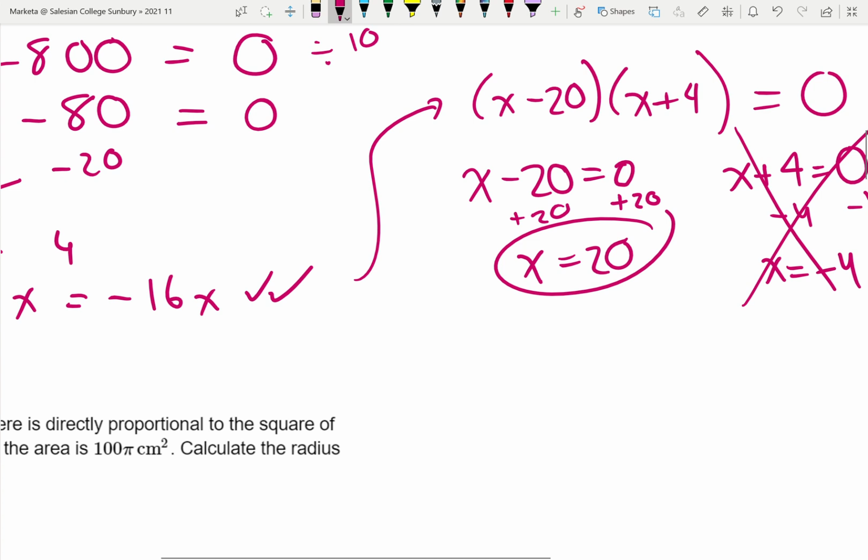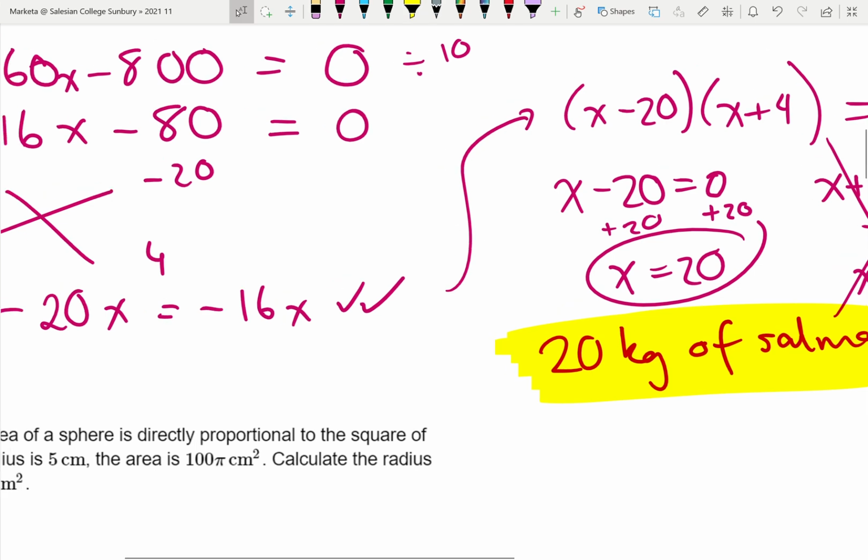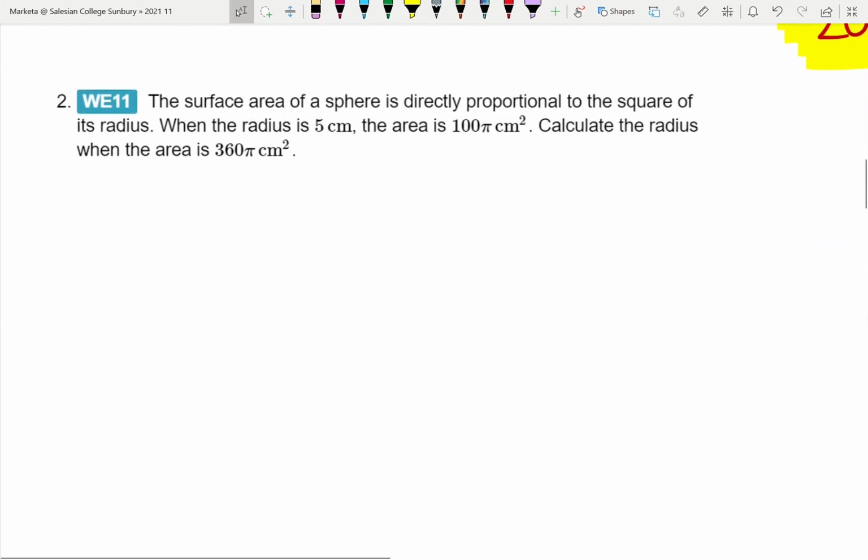So this one is correct, 20 kilograms of salmon. Make sure that you actually write that. Don't just leave x equals 20, because that's a silly answer. If someone asks you how many kilograms of fish do you have, you wouldn't say x equals 20, you'd say 20 kilograms. So we want to make sure we've got the units there and that we actually answer the question. So let's move on to the next one.